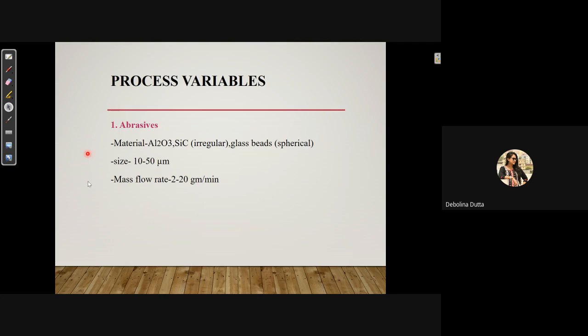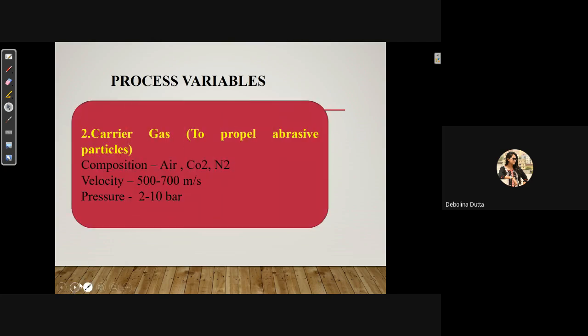Okay, so what is the next process variable? The next one is the carrier gas, because without carrier gas we cannot issue the abrasive particle. So what carrier gases are we mainly using? We are using air, carbon dioxide, and nitrogen. So these are the different types of gases we can use.